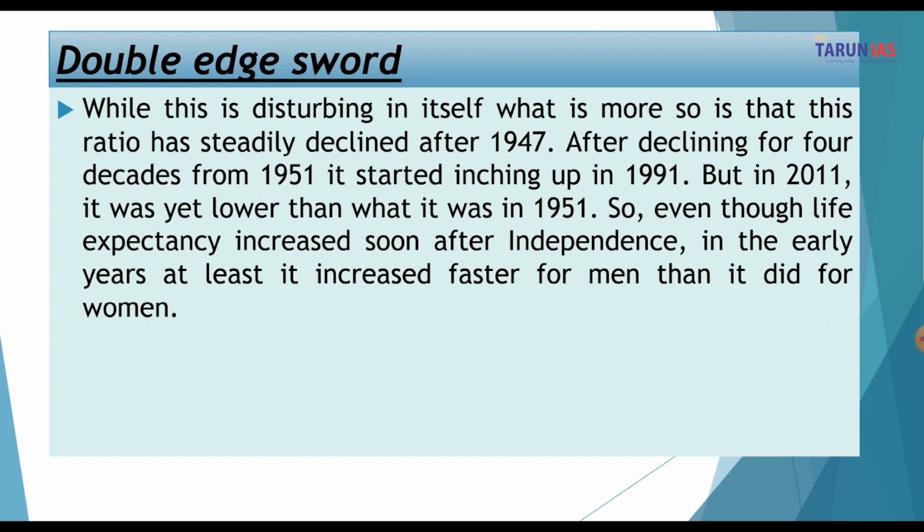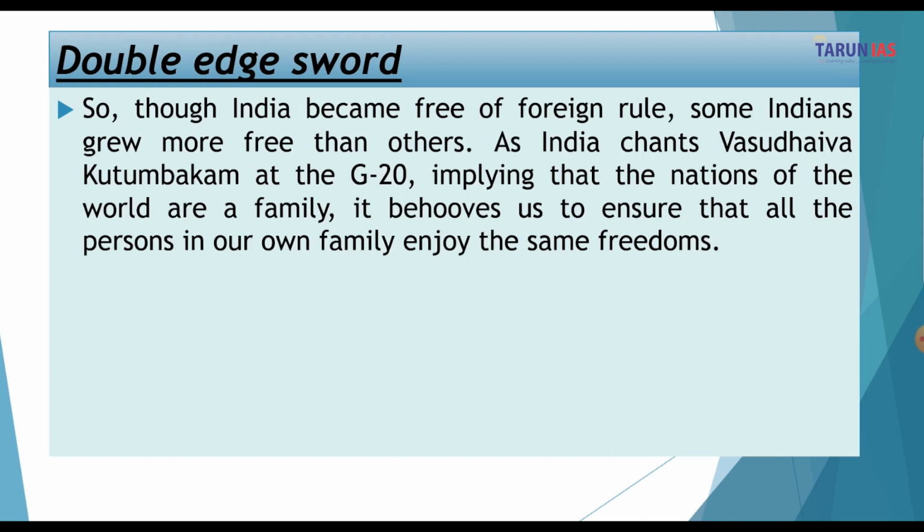So, the disturbing trend started in the year 1947, and it saw a continuous decline for four decades. If we speak of the year 1951, it started to inch up in the year 1991. However, in the year 2011, it was yet lower than it was expected to be in 1951. So, even though life expectancy increased soon after independence, in the early years at least, it increased faster for men than it did for women. Therefore, when India became free from foreign rule, some Indians, according to the writer, grew more free than the others.